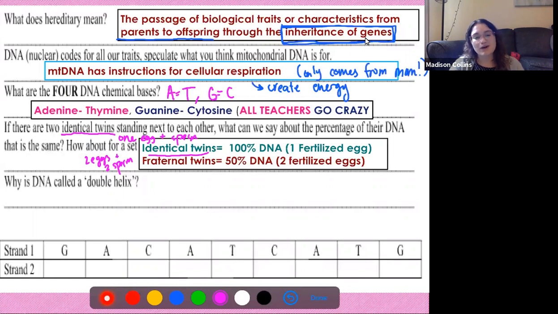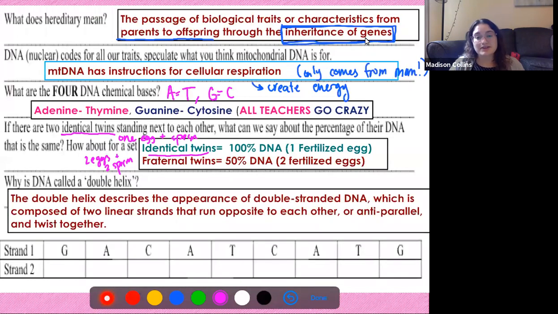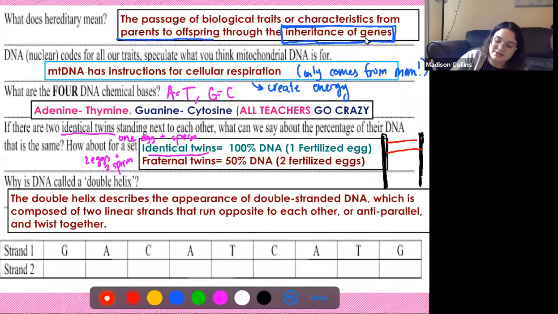Right, and last question, why is DNA called a double helix? Remember, it's that ladder that looks like it's been spiraled up or twisted. So the double helix describes the appearance of double-stranded DNA, which is composed of 2 linear strands that run opposite to each other, or what we call anti-parallel, and twist together. So remember, we've got those two side pieces of the ladder. And then those rungs are composed of those A's, T's, C's, and G's. All right, and it's twisted together.